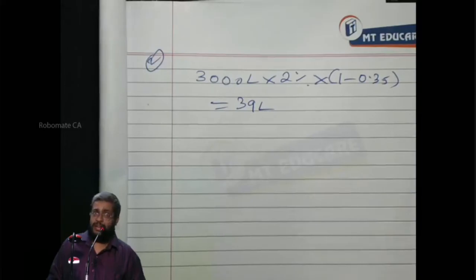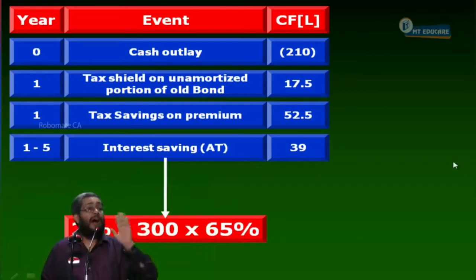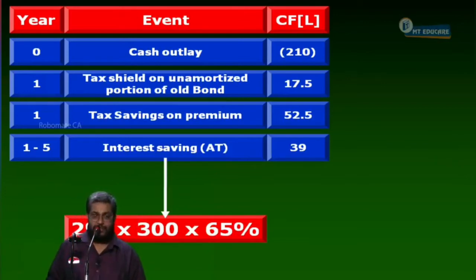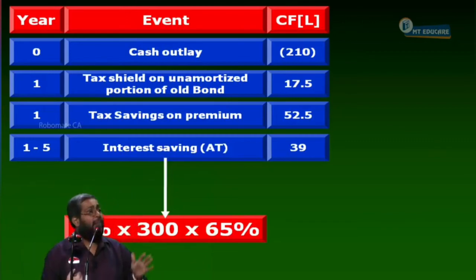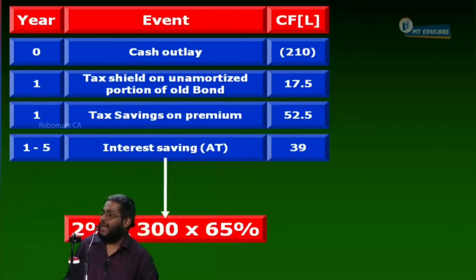2% on 300 million I have saved, at how much percent? 65%. I wrote it in lakhs. How many lakhs here? 39 lakhs. Everybody respond yes or no? And one more thing. I have an incremental amortization, because the old bond has only 5 million unamortized. Had I continued with the old bond, my amortization would be only how much? 5 million. With the new bond, I have 6 million to amortize. Yes or no?